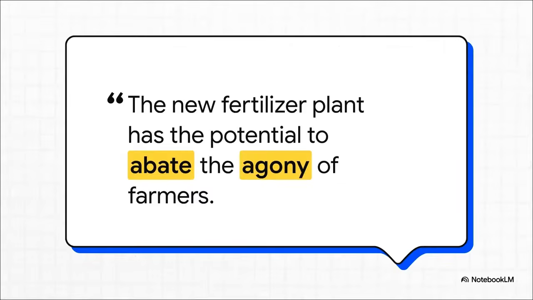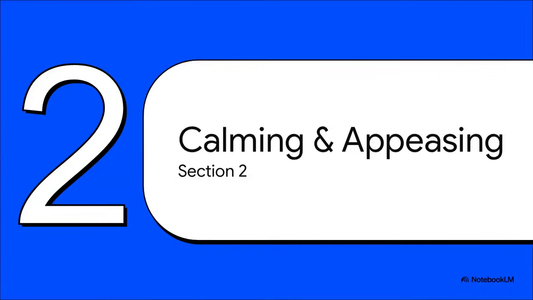Let's look at abate in the wild. Check out this sentence. It's used to talk about abating the agony of farmers. Notice that? It's almost always used for something negative. The agony doesn't just vanish. It lessens, it subsides, it becomes less intense. It's a bit of a formal word, the kind you'd use for a big problem, a storm, or a feeling like pain. All right, moving on to our next group.